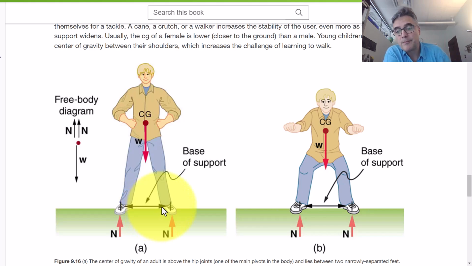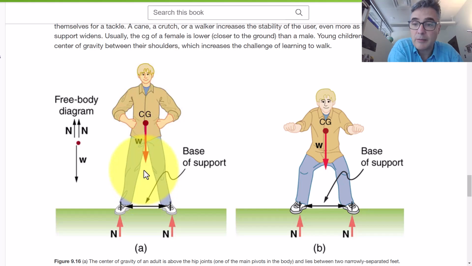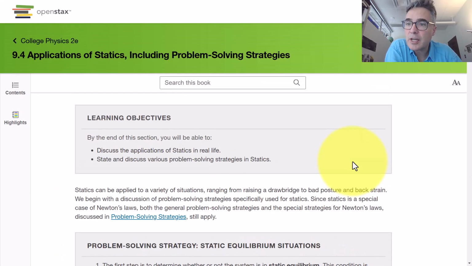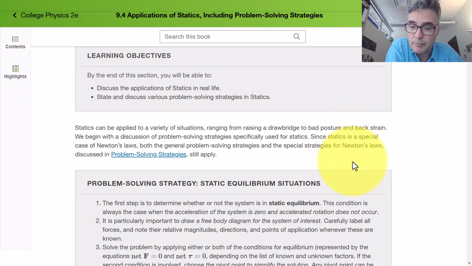If you give it a little bump, for example, to the left, then gravity will bring it back down. That'll be the torque, which will bring it back down to the right again. And section 9.4 gives you a problem-solving strategy for static equilibrium problems.